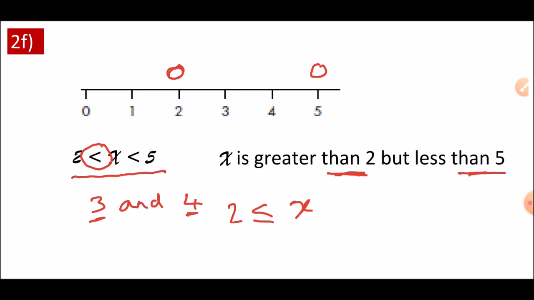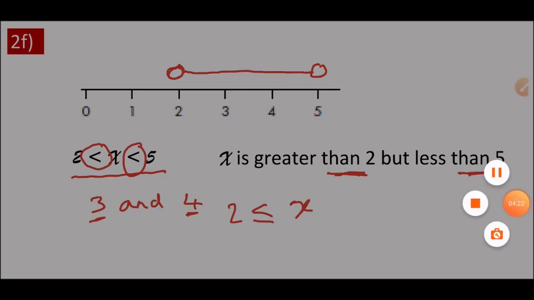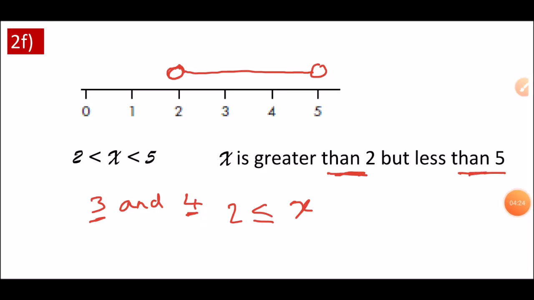Same with 5. Where is 5? They haven't got a line underneath the sign, so therefore that will stay open as well. And because it's between 2 and 5, we just draw a line like this. So that means x is between 2 and 5, so more than 2 and less than 5. We will not shade this in. If we shade this in, it means 2 is included and 5 is included.